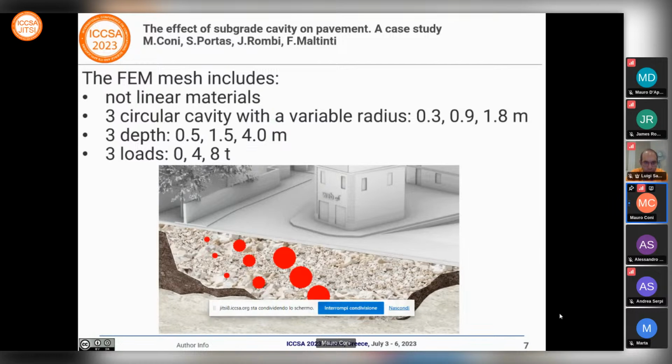A small one with a size of about 30 centimeters, 19 centimeters, 1 meter 8 diameter. We consider three different depths, 50 centimeters, 1 meter and a half, and 4 meters, and three different loads. Not only loads, but also without load, so three loads: 0, 4, and 8 tons positioned under the pavement.